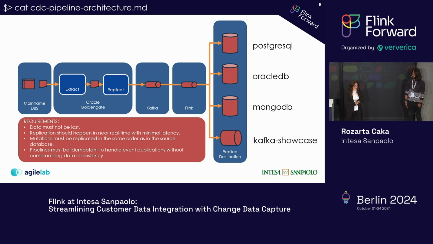The requirements of this pipeline are that data must not be lost. We need this replication pipeline to be in near real time with minimal latency. The order must be preserved as it happened in the source database, and the pipeline must be idempotent because we don't want duplication of data. We have to maintain consistency.